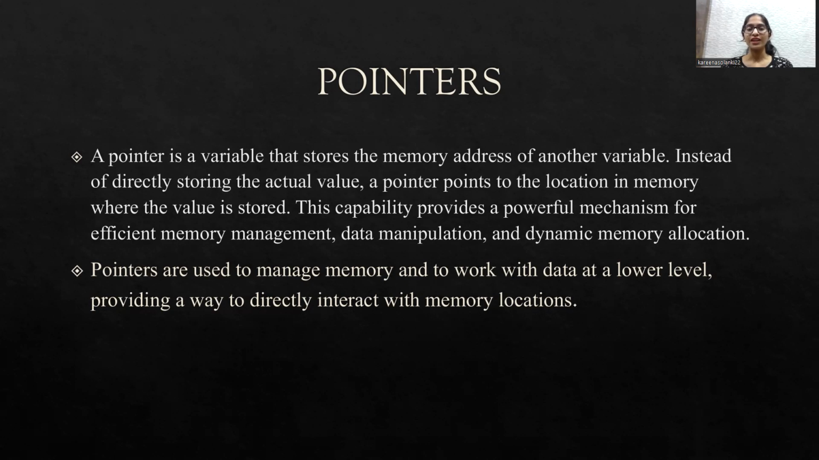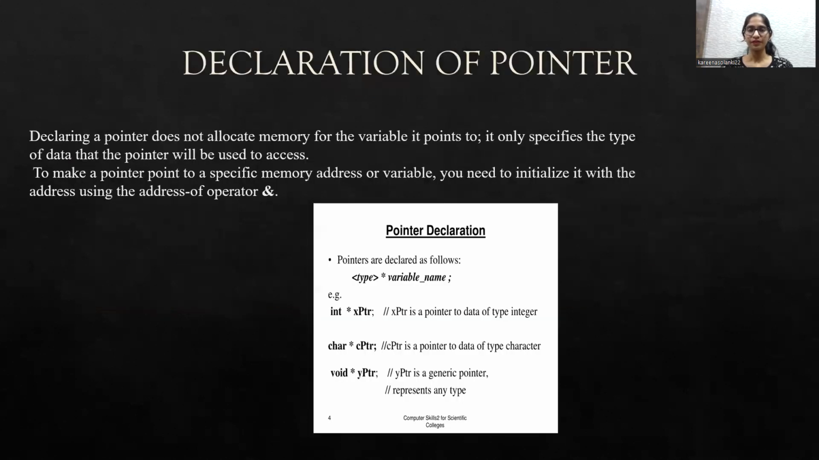Pointers are also used to manage memory and to work with data at a low level, providing a way to directly interact with memory locations. Declaration of a pointer: declaring a pointer does not allocate memory for the variable it points to. It only specifies the type of data that the pointer will be used to access. To make a pointer point to a specific memory address or variable, you need to initialize it with the address using the address-of operator, which is an ampersand.